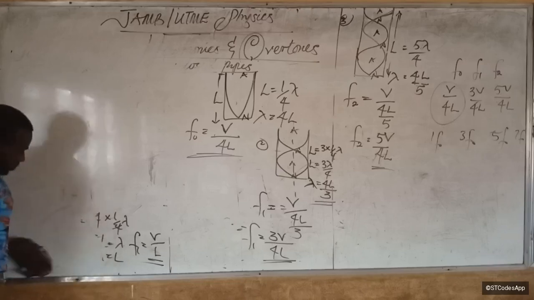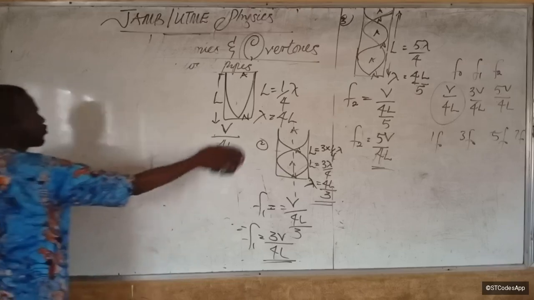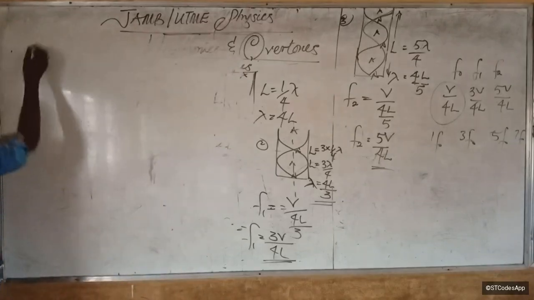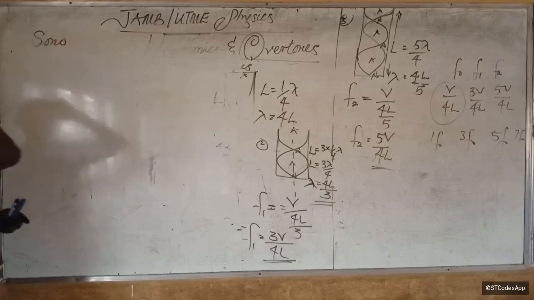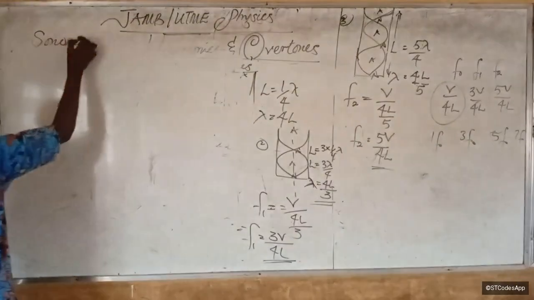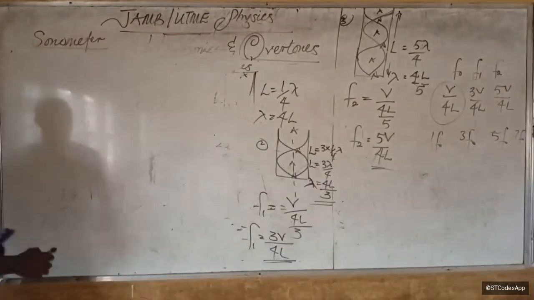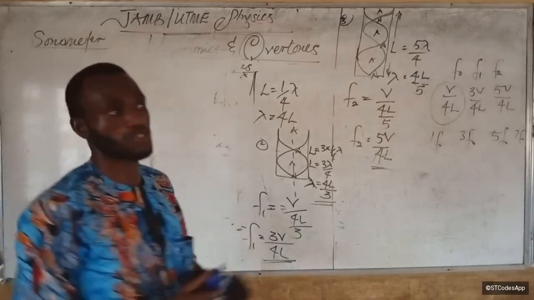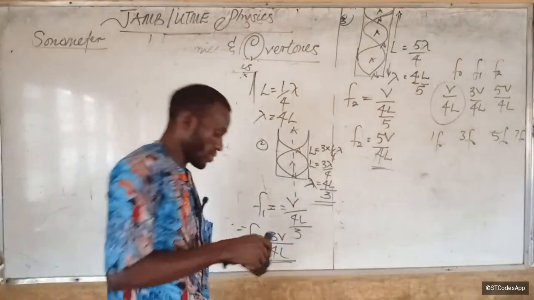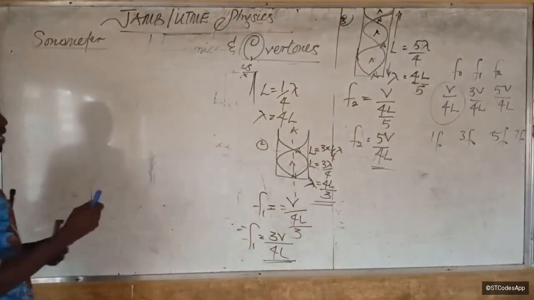Now, when you hear the word sono, I've told you before, it means sound. It refers to sound. The meter means measure. So we use it to measure vibration produced on a string that is of known length. Is that okay?